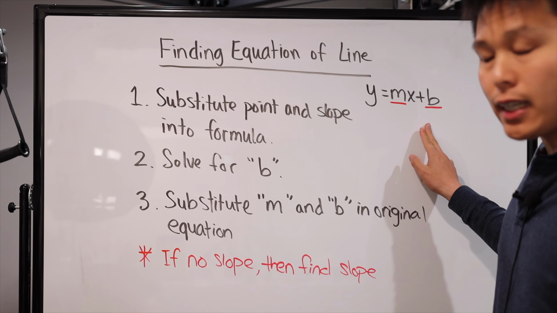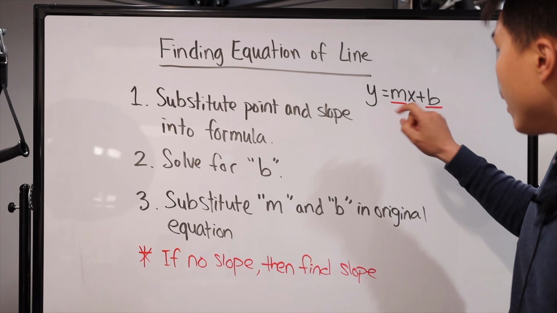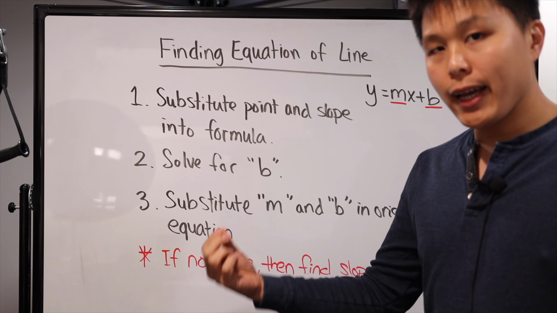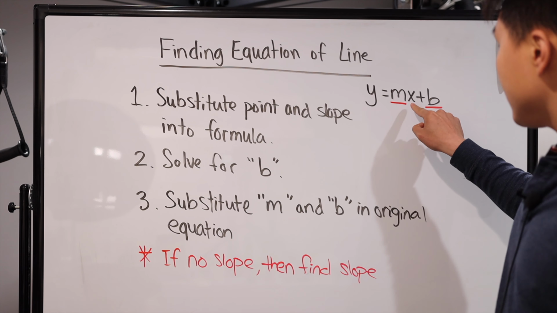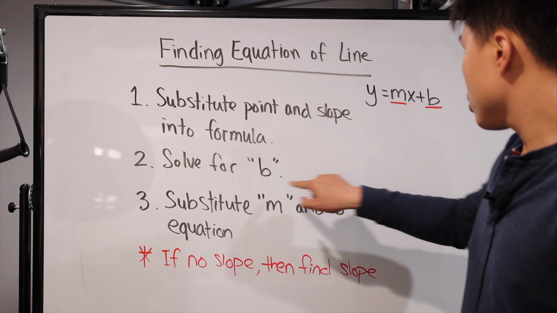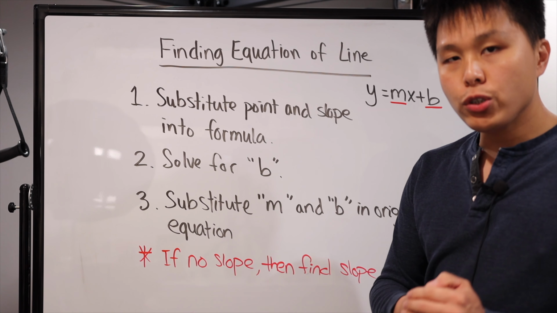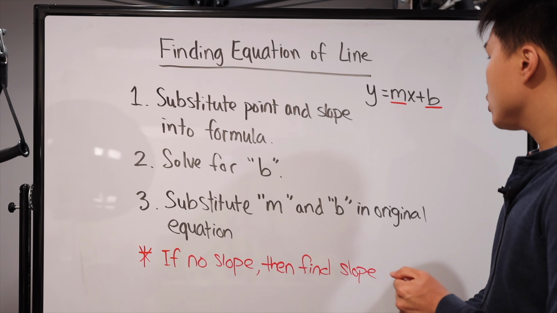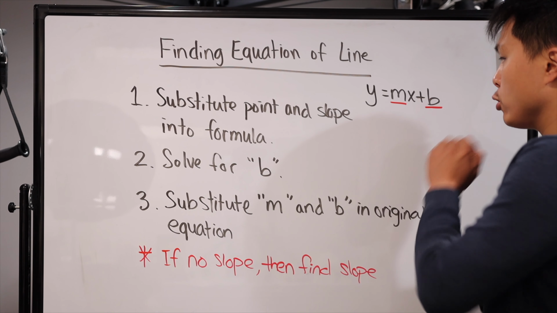So first and foremost, the first step is to substitute the point and the slope into this formula. This formula is key. So you're going to substitute m. Your point has an x-coordinate and a y-coordinate. This is the x-coordinate, this is the y-coordinate. Then you move on to step 2, where you're solving for b. Once you solve for b, you have the 2 things you need. You have your slope and then you have your intercept.